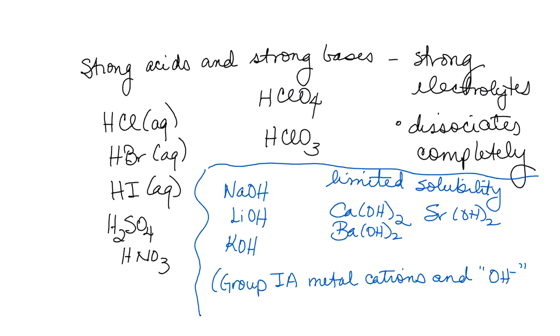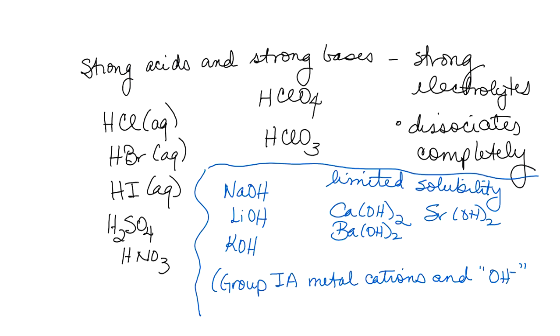So let's go to strong acids and strong bases. Remember, when we talk about a strong acid or a strong base, these are strong electrolytes, and a strong electrolyte essentially dissociates completely when dissolved in water. So if I give you a 0.1 molar HCl solution, that means I have a 0.1 molar hydronium ion concentration and 0.1 molar chloride ion concentration.